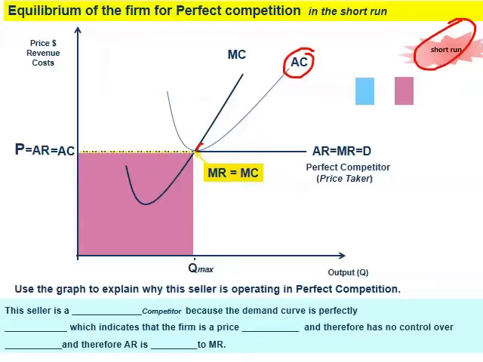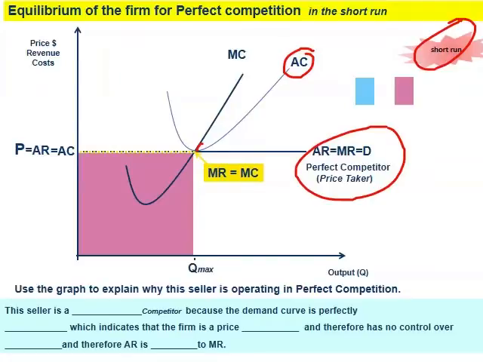Now we know this firm is operating in perfect competition when we look at the horizontal demand curve. Perfectly elastic, which indicates the seller is a price taker. The second way of recognizing that this is perfect competition is that the value of average revenue is the same as marginal revenue. Unlike in imperfect competition, marginal revenue is below average revenue at every output.